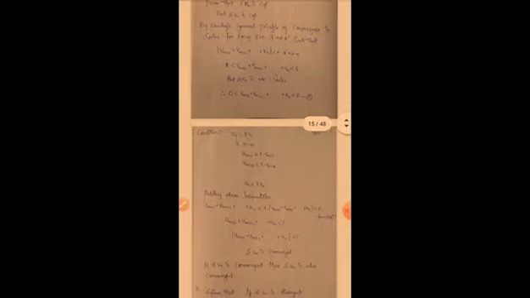Next, state and prove the limit comparison test. In the comparison test, summation un and summation vn are two series of positive terms and un is less than or equal to k into vn. The first condition is: if summation vn is convergent, then summation un is also convergent. The second is: if summation un is divergent, then summation vn is also divergent. This is the comparison test.